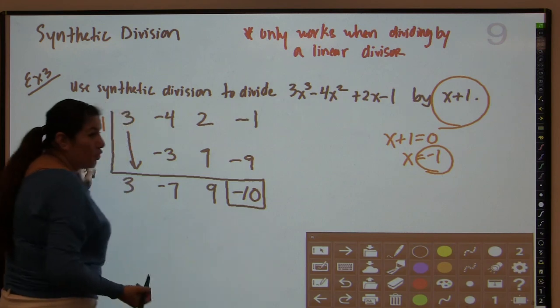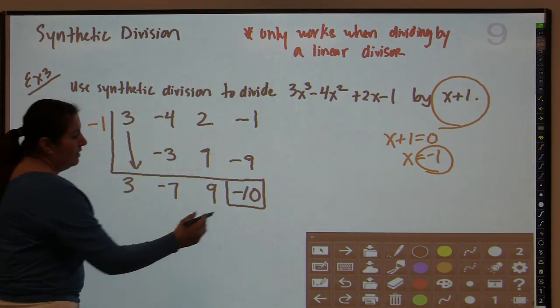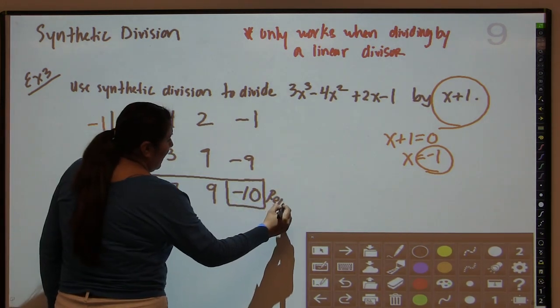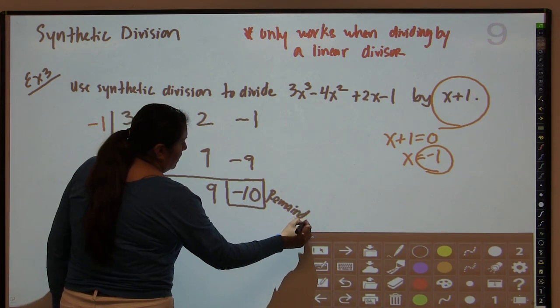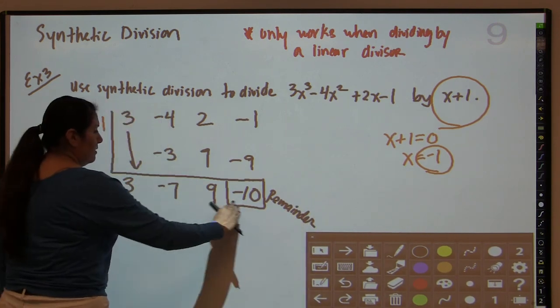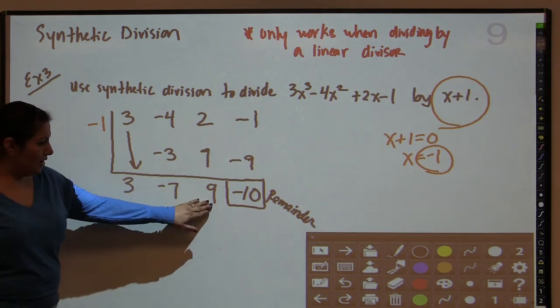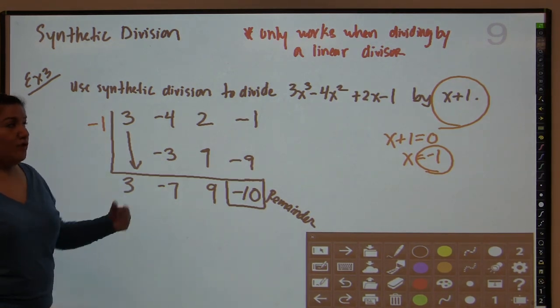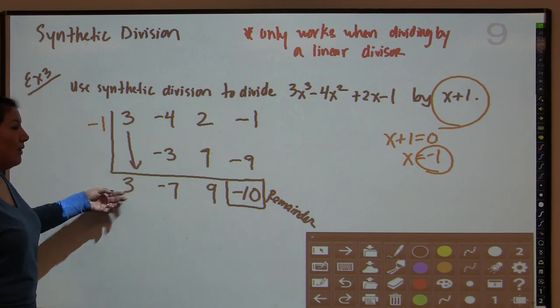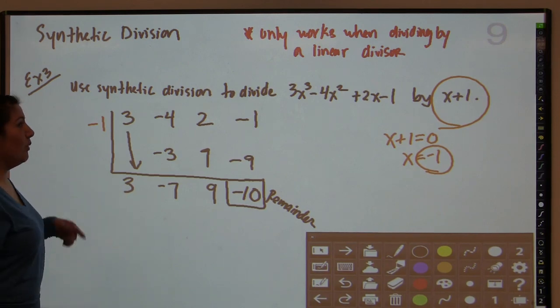This, that I just squared off, is your remainder. With synthetic division, the last number in your bottom row is always the remainder. And then these numbers here are the coefficients of your quotient. And they're always 1 degree less than what you started with.